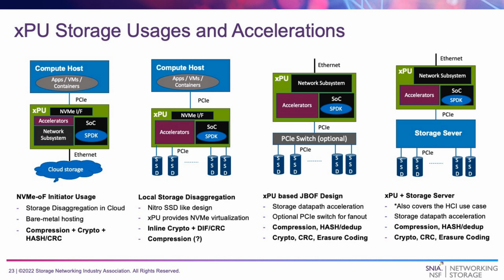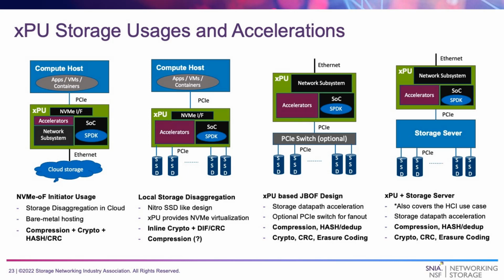So this NVMe over Fabric initiator usage model here enables storage disaggregation in cloud, enables bare metal hosting. From storage offload point of view, you can see all the algorithms, which includes compression offload, crypto offload, hash and CRC offloads, and I will explain why we need to do compression offload in this initiator use case in the next slide. One more thing to note here, I'm using NVMe over Fabric just as the example here. You could see many different protocols. Even for the block interface, you can see some other alternative solution using whether block, whether SCSI.